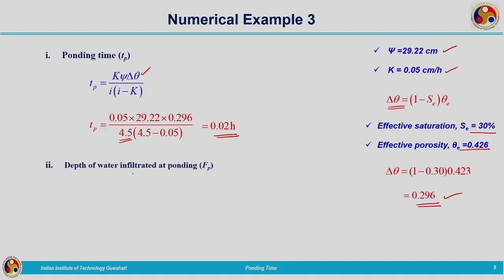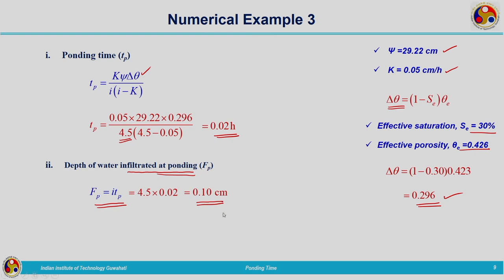Second part is depth of water infiltrated at ponding. This is very simple. That is, until ponding, t is equal to tp, what we are assuming? Infiltration rate f is equal to I. So, just substitution, and depth of water infiltrated at ponding can be calculated by Fp is equal to I tp. I is there with us, tp is there with us. Just have to substitute and calculate the value. It is calculated as 0.1 centimeters. The cumulative infiltration at time t is equal to tp can be calculated by taking the product of rainfall intensity and tp. So that is 0.1 centimeters.